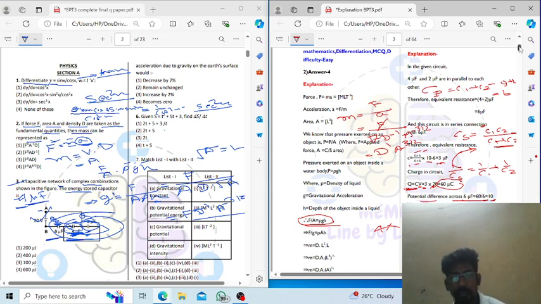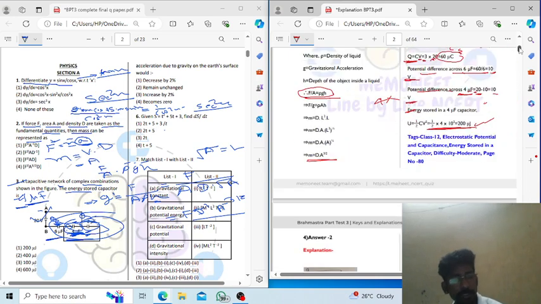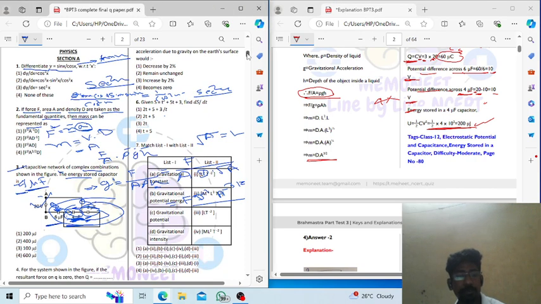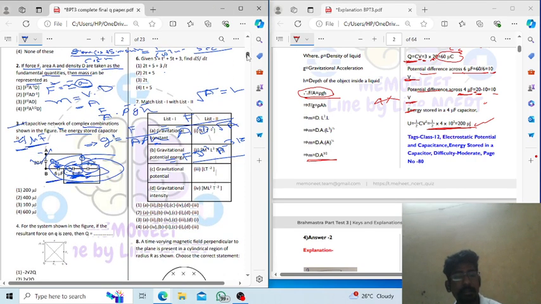So I think you understood what you have to do. First of all, understand which two are in series and which two are in parallel. According to that you put values in the formula. And for the last one, you have to calculate the energy by half CV square. Energy is equal to half CV square. From that formula you can calculate it.